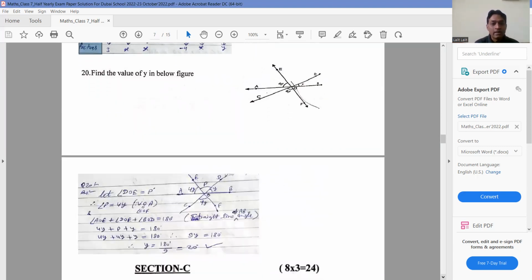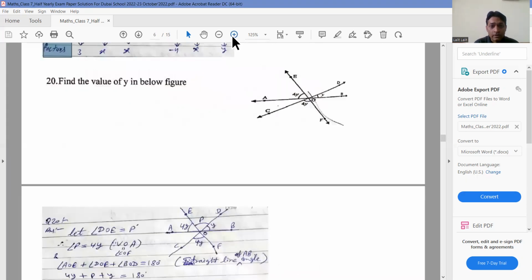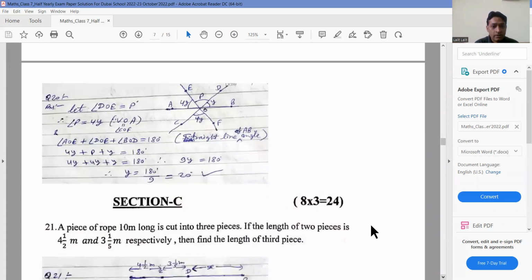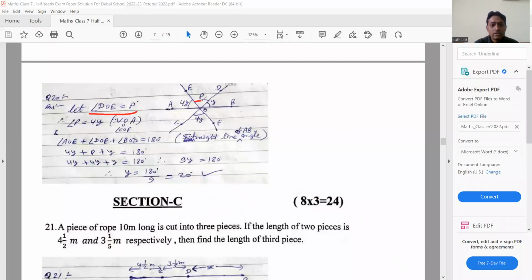Find the value of y in the below figure. We know if two or more lines intersect each other, then their vertically opposite angles are equal. That is one property which we are going to use. Okay, so I have just drawn this figure. If you see, we need to find the value of y in this question. So I have drawn this figure here. I have also assumed angle DOE is equal to p degrees, just to make the question simple.